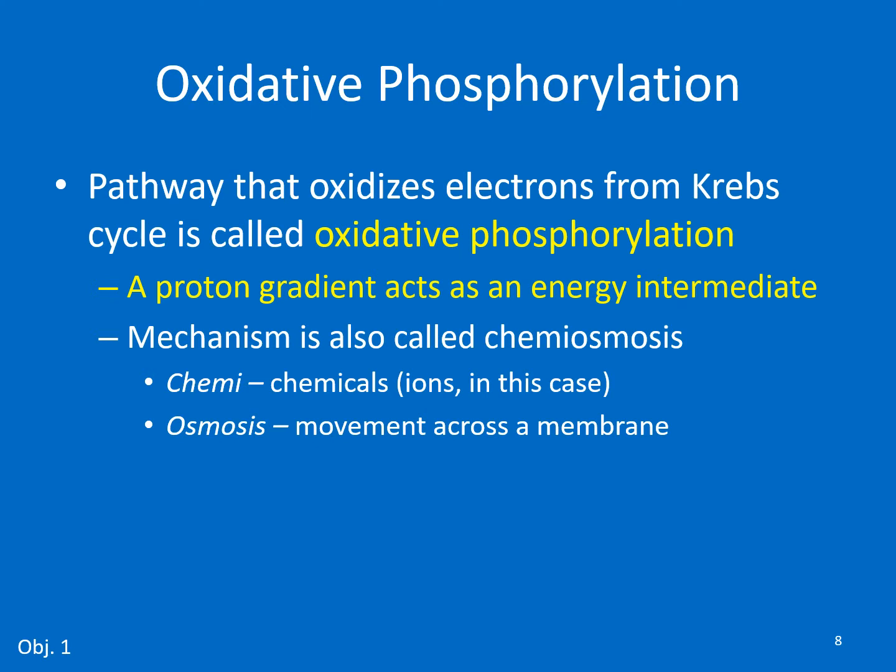The mechanism by which this proton gradient gets used as energy intermediate is called chemiosmosis. So chemicals, in this case ions, protons. Osmosis, you probably already know this, movement across a membrane. So the movement of those ions across the mitochondrial membrane is what allows it to be used in ATP generation.